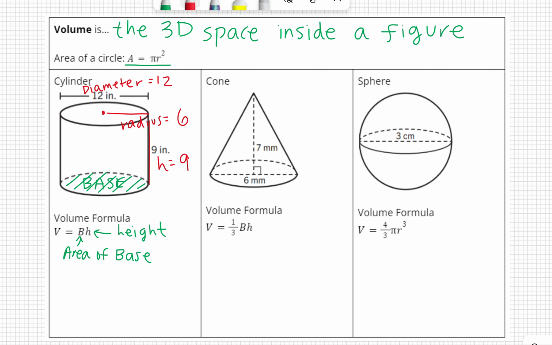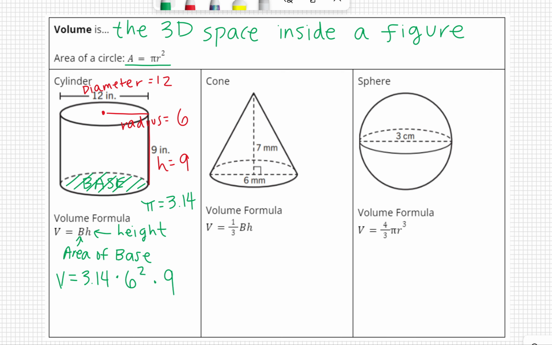Putting it all together in our formula, volume equals area of the base. So that's going to be pi times radius squared, and pi is 3.14. That's what we can use for pi. So I need pi times radius squared. So 3.14 times the radius, which is 6. So times 6 squared, times the height, which is 9.